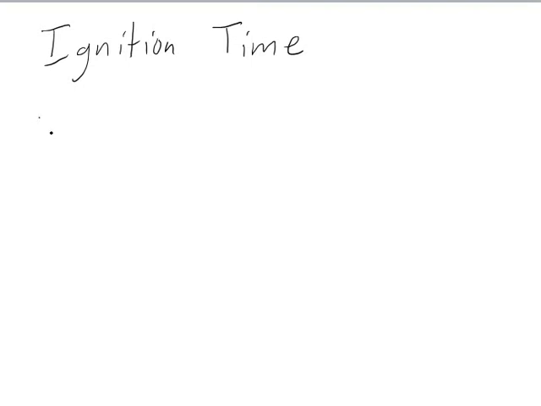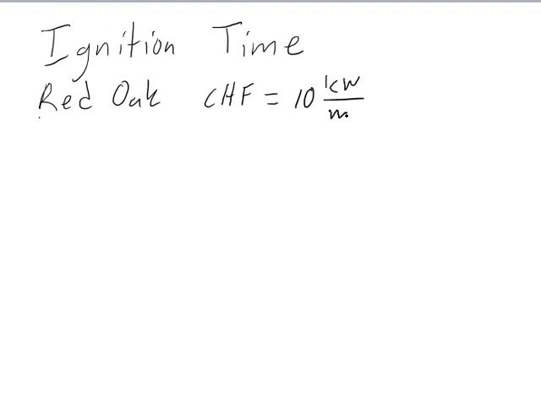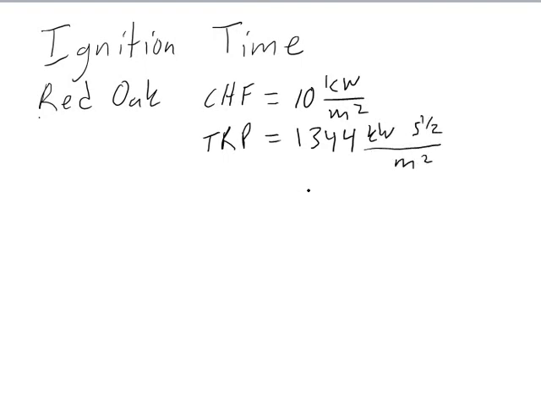So we're going to use Equation 2. Let's say we have red oak. And so our critical heat flux, we look it up in the table, is equal to 10 kilowatts per meter squared. And we look at our thermal response parameter, and that's equal to 134 kilowatts second to the 1/2 over meter squared. Units are important, I like to write them down.